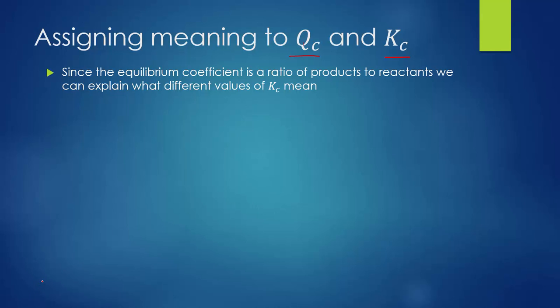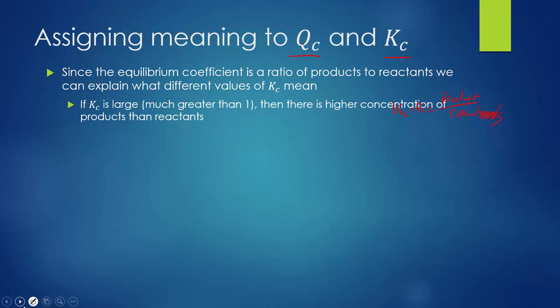And so a ratio, remember, is a fraction, and we have products over reactants. And this fraction is always going to be greater than 0, but it could be less than 1, equal to 1, or greater than 1. And based on that, we can explain what the Kc means. So at equilibrium, Kc equals Qc, which is the concentration of product compared to the concentration of reactants.